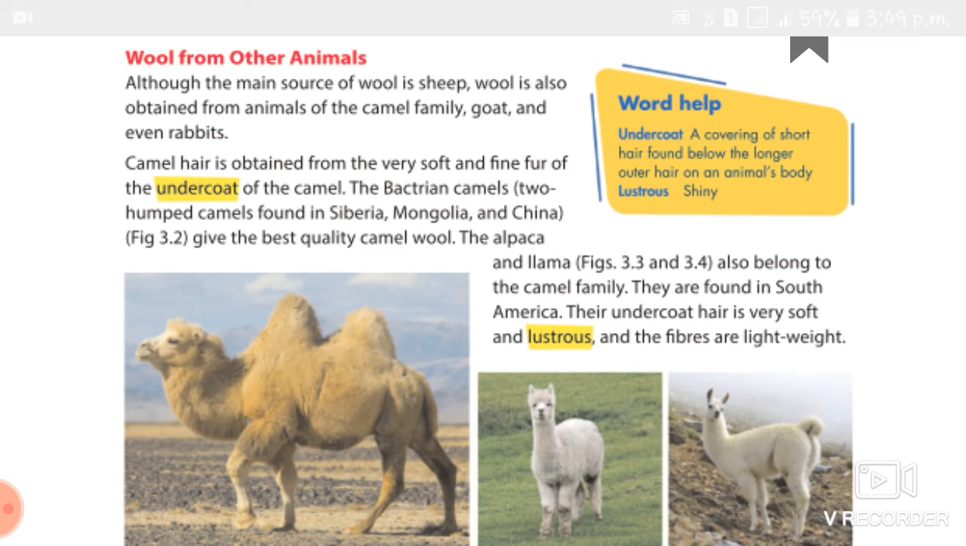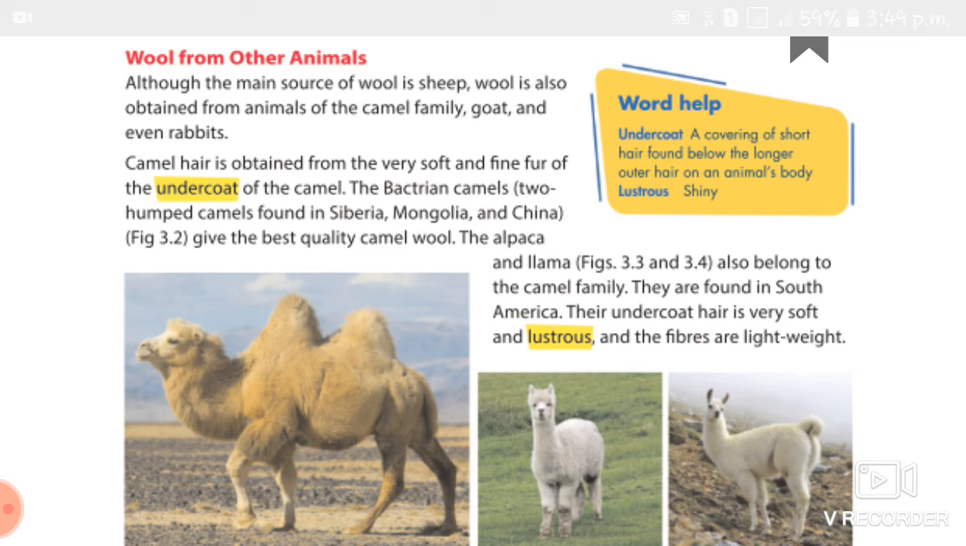The Bactrian camel, that means the two-humped camel, is found in Siberia, Mongolia and China. It gives the best quality camel wool. You can see this picture of the Bactrian camel. You can see the two humps on the back.